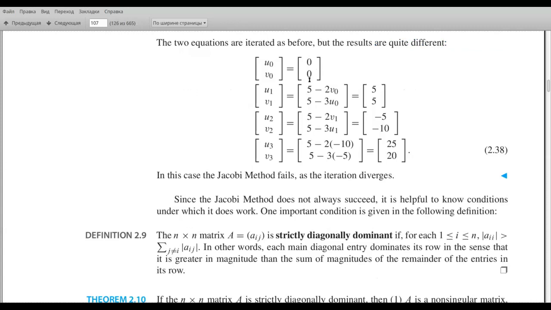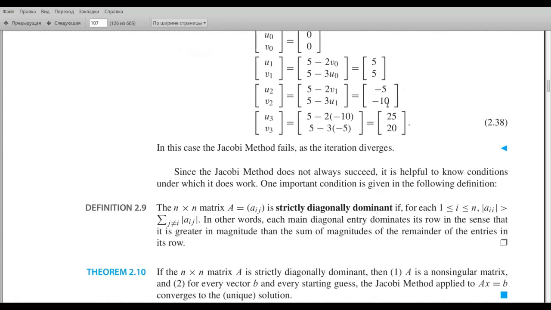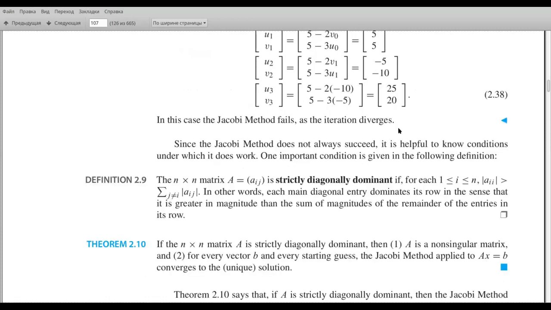So here it is. We start from exactly the same initial condition, initial guess. And when we substitute, after the first iteration we get 5, then -5, -10, 25, 20. So you see we have divergence of the numerical method, right?